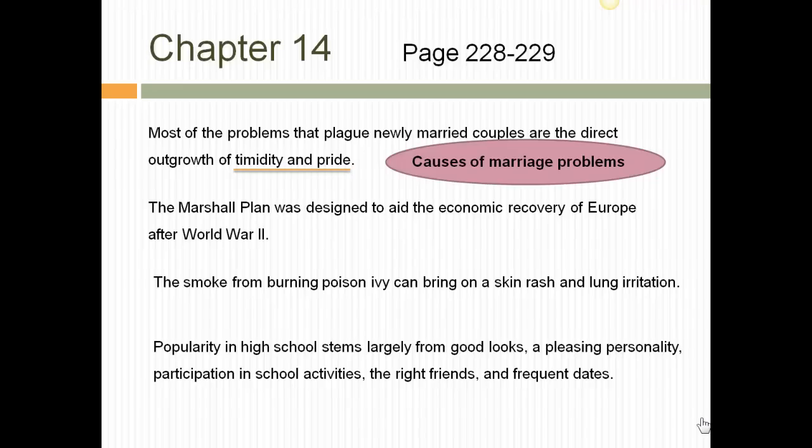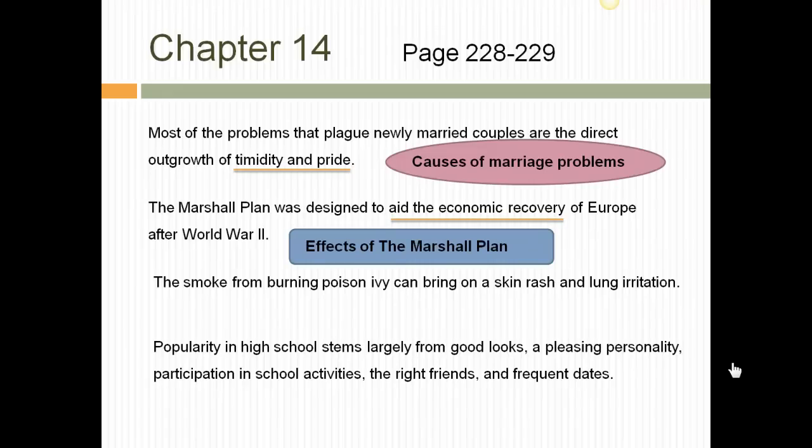Our second sentence, the Marshall Plan was designed to aid the economic recovery of Europe after World War II. So we have the Marshall Plan is designed for a certain reason. That reason is to aid in the economic recovery. So if we want to look at how it did that, we're looking at the effects of the Marshall Plan. What type of aid, how did the recovery play out? Okay, those sorts of ideas.